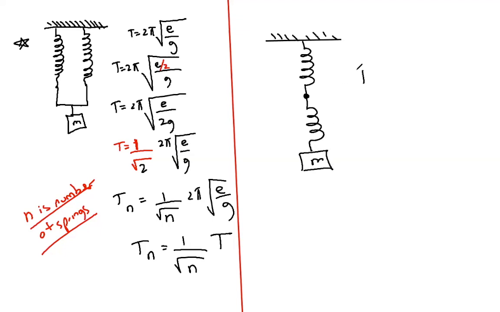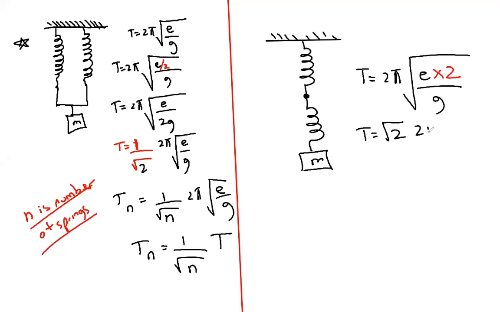First of all, tell me what's going to happen to my extension. Is it going to increase, or yeah, it's going to double? That's a good answer. It's going to double. So I can say that E is going to get multiplied by 2, and it is being divided by g. So 2e divided by g. Now I'm going to do the same thing I did for this, except this time it's going to be under root 2 instead of just 1 under root 2. So now it's going to be 2 pi under root 2e divided by g. That's the time period if I used 2 springs.